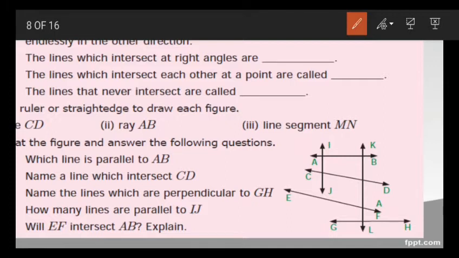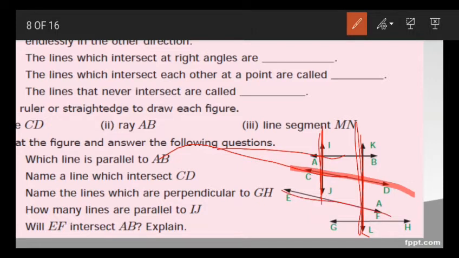Okay. Name a line which intersects CD. So we have a line CD. We have to tell the name of the line which intersects CD. Which line is intersecting CD? This line is intersecting CD, and this line is also intersecting CD, and this line will also intersect CD.